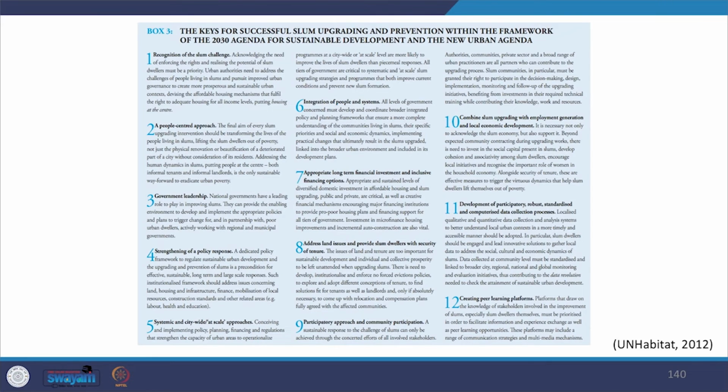Further, we see that the document highlights the need for development of a participatory, robust, standardized and computerized data collection process. UN explains that a localized qualitative and quantitative data collection and analysis system is important for better understanding by the local urban bodies as well as other agencies, and interventions can be taken at different levels. So, managing the data, analyzing it and keeping ourselves informed is very important.